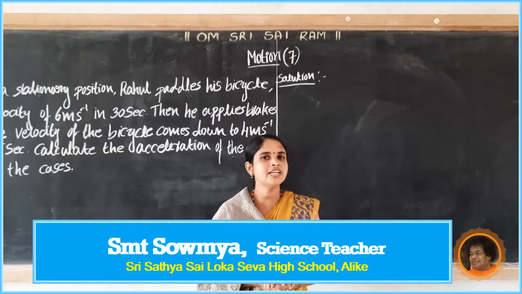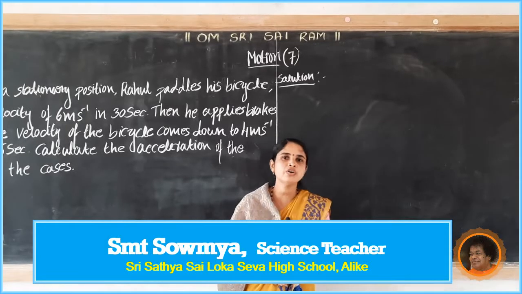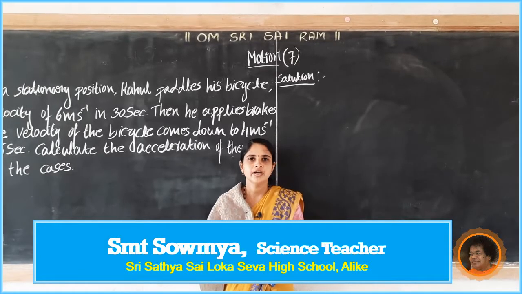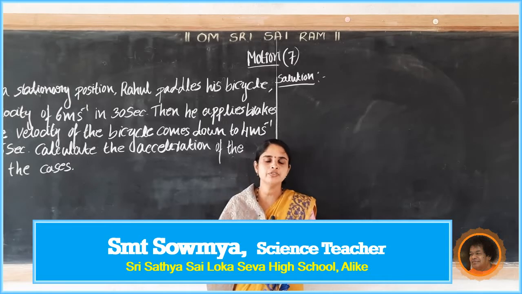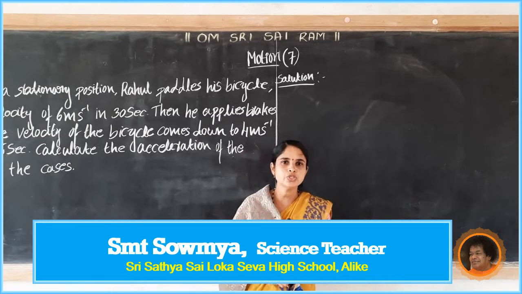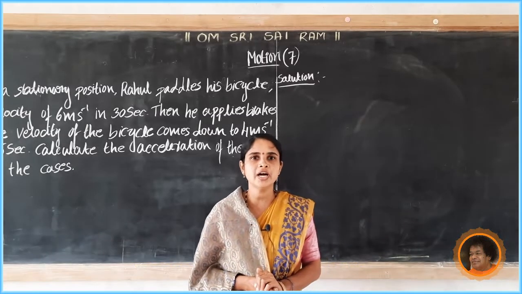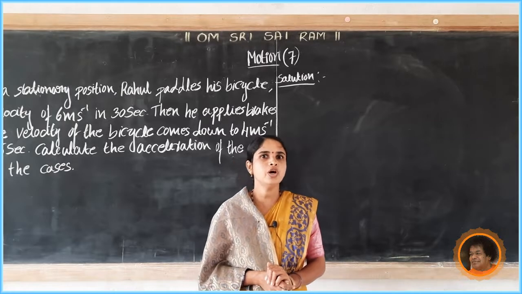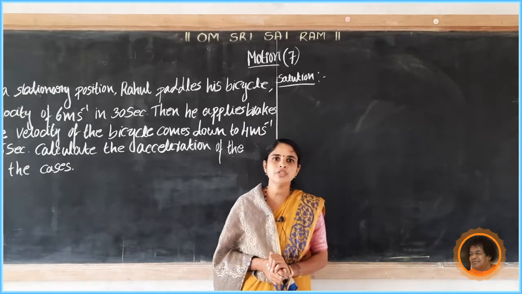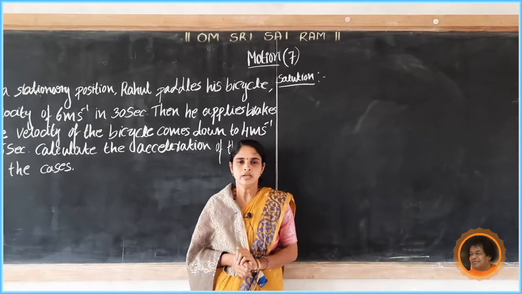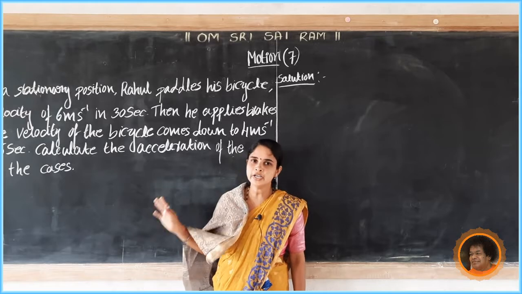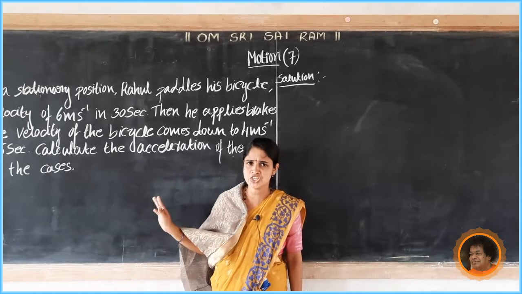What is meant by acceleration? The rate of change of velocity is called acceleration, and its SI unit is meter per second square. The formula is A equals V minus U divided by T, where V means final velocity, U is initial velocity, and T means time taken. Here are some problems related to acceleration.